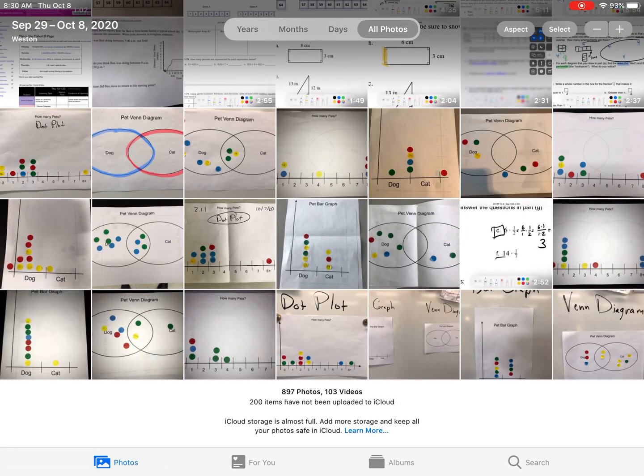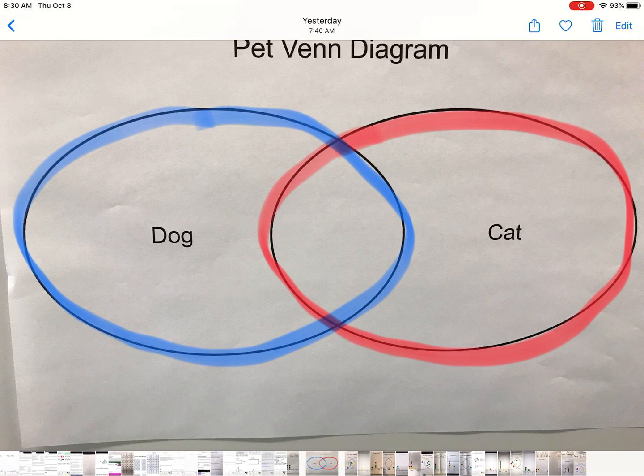So the last one we talked about were Venn diagrams. And I made sure to emphasize what a Venn diagram is. If you're inside of a circle, you are part of that group. So for example, if you are inside that blue circle, you own a dog. If you are inside that red circle, you own a cat.